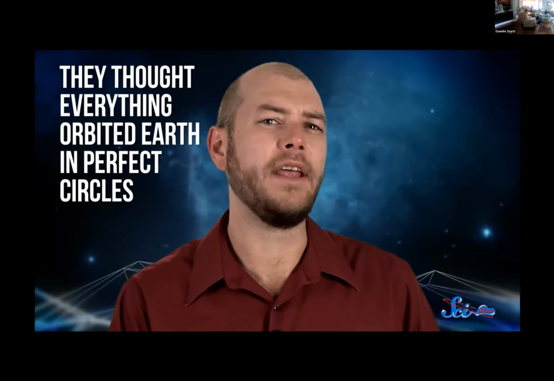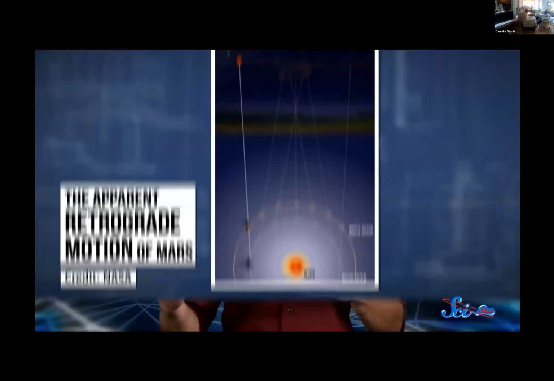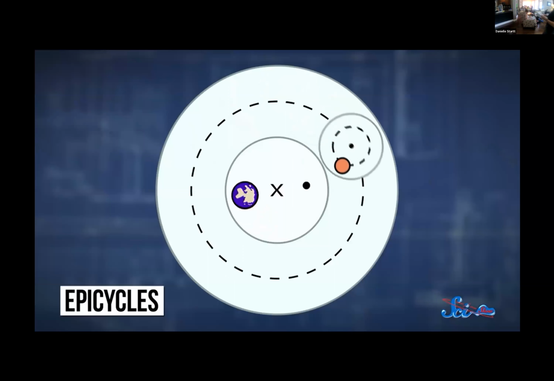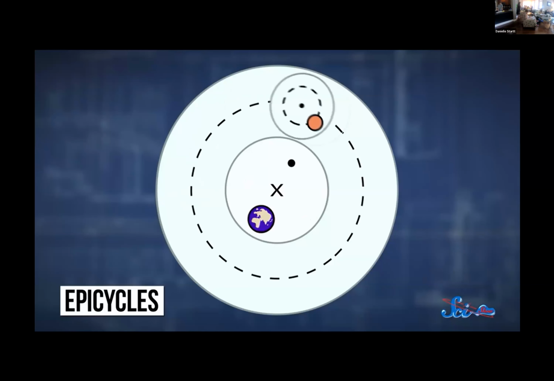But that didn't explain why planets, which at the time referred to anything that looked different from the background stars, including the sun and the moon, sometimes changed brightness or occasionally looked like they were moving in a completely different direction. So the geocentric model tried to explain them using epicycles. These are imaginary points that were moving in imaginary circles with planets orbiting around those points.